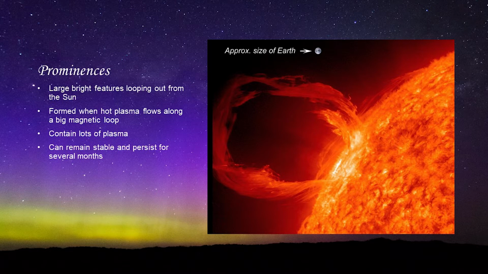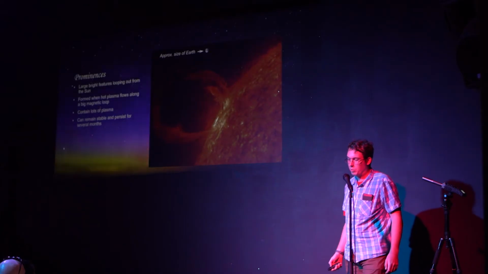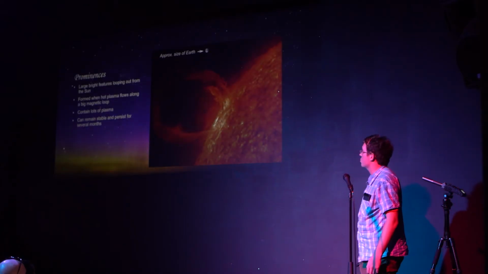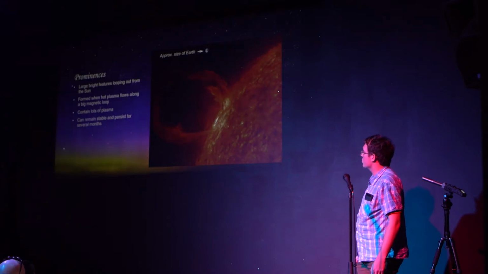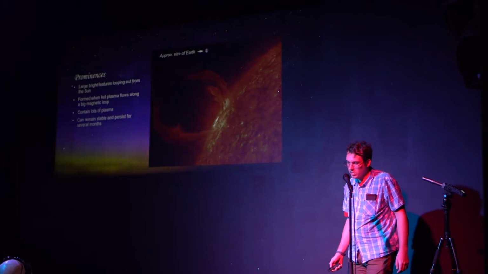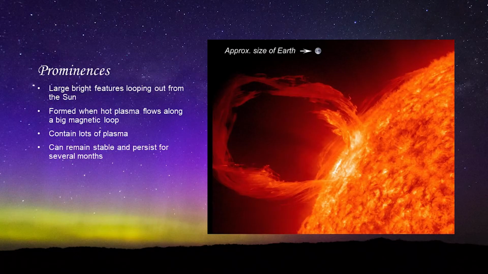It's a tangled and twisted magnetic field structure which has billions of tons of hot plasma flowing through it, and it's trapped inside it. These can remain stable for a very long time, sometimes several months. I think some have been known to last for over a year, but that's pretty rare. And to give you an idea of just how massive these structures are, see up there? That's Earth. That's a prominence. That thing is huge.